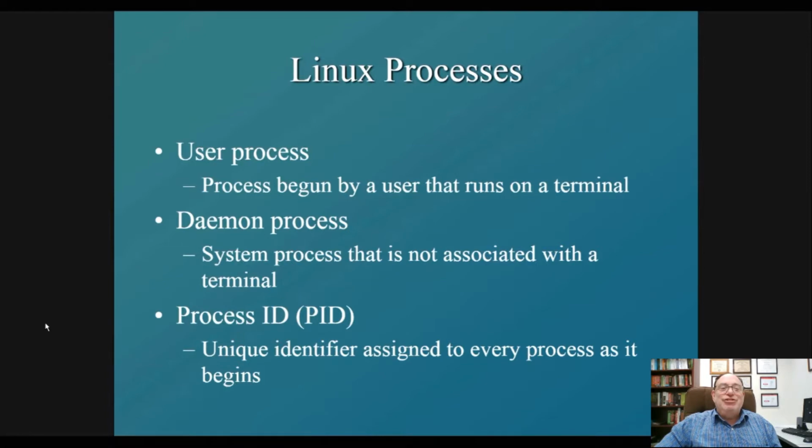Okay, Linux processes. There are very different types of processes within the Unix operating system. There's what they call user processes. Those are processes that are begun by a user, and that's run on a terminal. It can be a TTY, it could be a terminal in a shell. You can actually initiate those different ways in the Linux community. But basically, a user process is a process that is initiated by a user. Daemon processes, on the other hand, are system processes that are not associated with a terminal, and not associated with any particular user. Instead, they're initiated with the system as a whole.